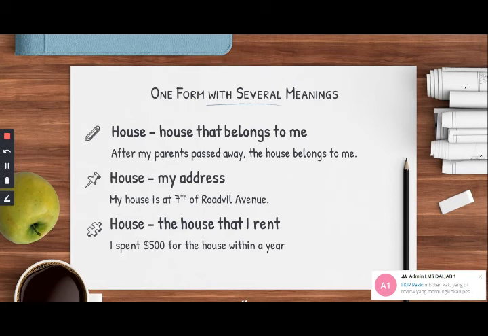Kemudian, kita juga punya contoh yang lain. For example, my address. My house is at 7th of Broadville Avenue. Di sini, dia lebih menjelaskan alamat kita. Kalau rumah saya ada di Avenue of Broadville. Next one is the house that I rent. Jadi, dia menjelaskan tentang rumah yang saya sewa. Contohnya, I spent $500 for the house within a year. Okay, so this is just one example which shows how one single form will create several meanings.